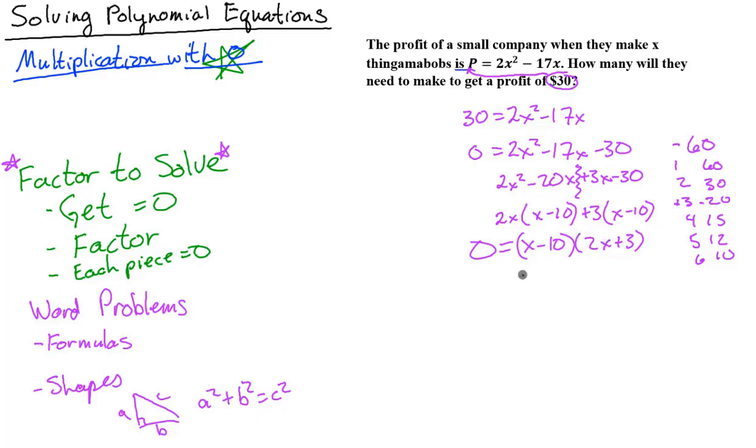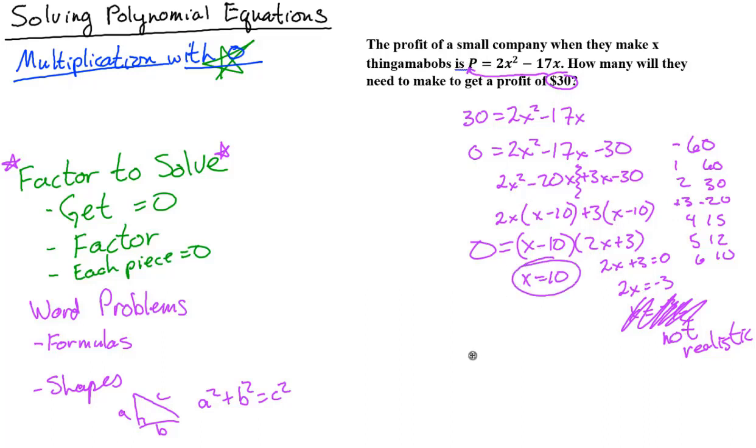You set each piece equal to 0, so x equals 10. Or, let me see, 2x plus 3 equals 0. 2x equals a negative 3. x equals a negative 3 halves. I don't know what thingamabobs are, but I know you can't make a negative number of them. So that guy, not realistic. So when you come back into the real world, even though that number would make the 30 come out here, it doesn't make any sense at all. So the x is indeed 10. So they need to make 10 thingamabobs.